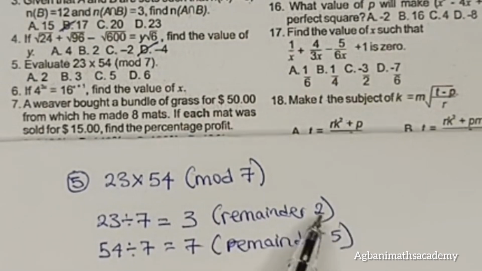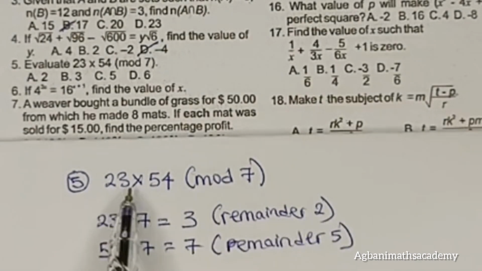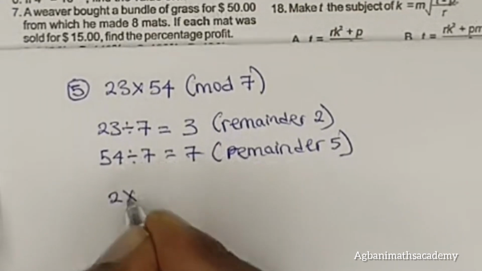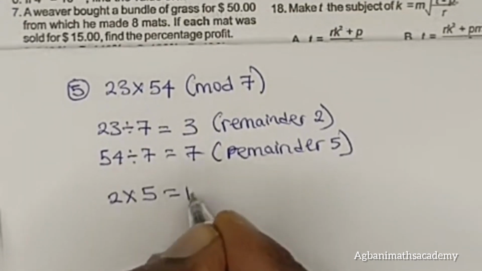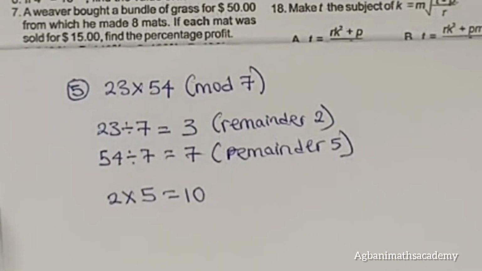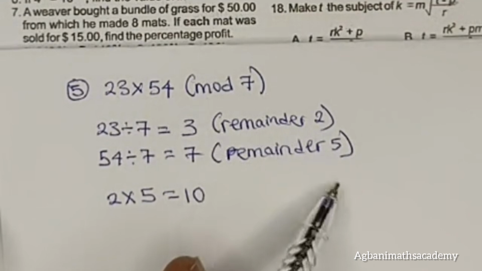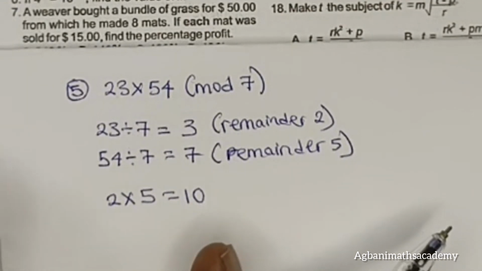So these are the values we are going to use to multiply in place of 23 times 54. So we have 2 times 5 is equal to 10. So is this our final answer? No. 10 is bigger than 7. So we still need to break down 10 to a number less than 7.